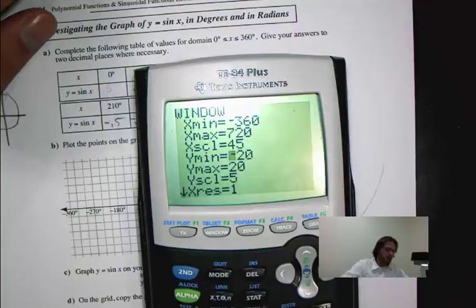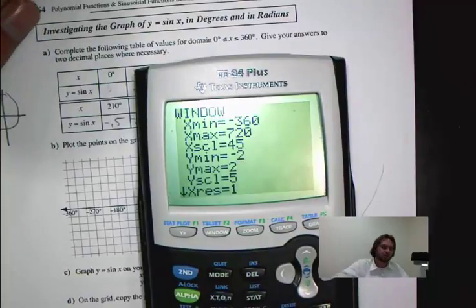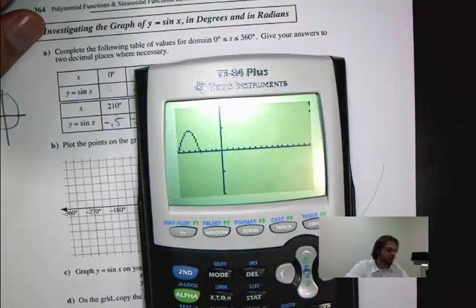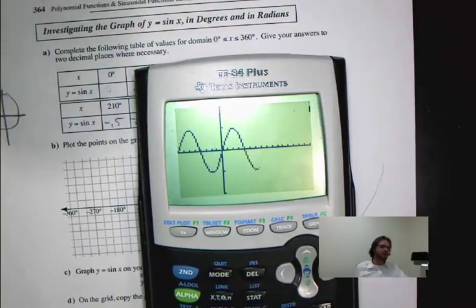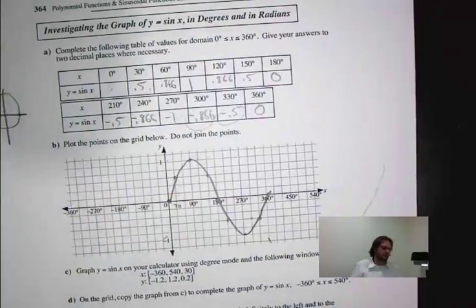My y min is going to be negative 2. And my y max is positive 2. Because the maximum height we could ever have is 1. And my y scale is going to be by 1. So I graph it. And there's how my graph looks. So it's a nice little thing, kind of what we have here.